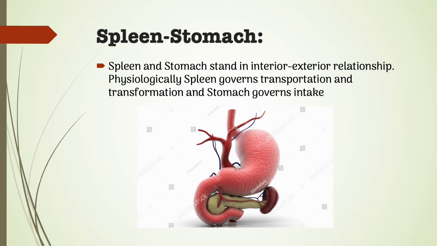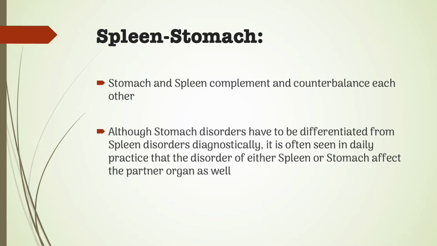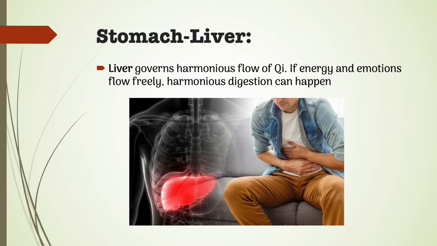Relationships. Spleen and stomach stand in interior-exterior relationship. Physiologically, spleen governs transportation and transformation, and stomach governs intake. Stomach and spleen complement and counterbalance each other. Although stomach disorders have to be differentiated from spleen disorders diagnostically, in daily practice, it is often seen that the disorder of either spleen or stomach affects the partner organ as well.